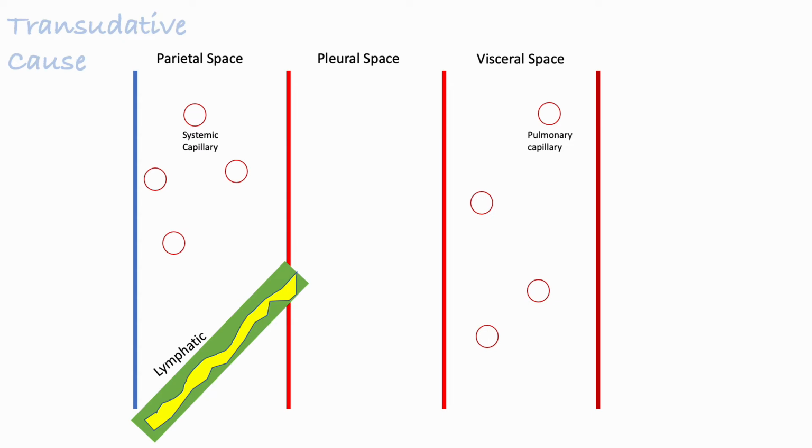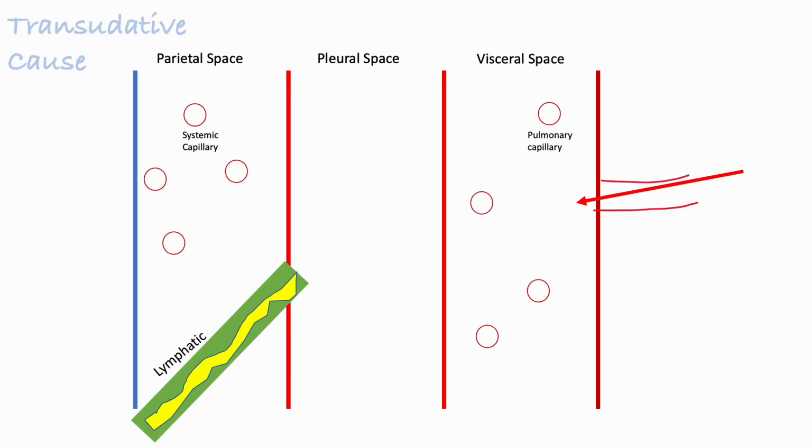The first example of pleural effusion is a transudative cause. This can be caused by increased hydrostatic pressure or a decrease in oncotic pressure. The most common cause of increased hydrostatic pressure would be heart failure, and the other cause, decreased oncotic pressure, could be liver failure or nephrotic syndrome.